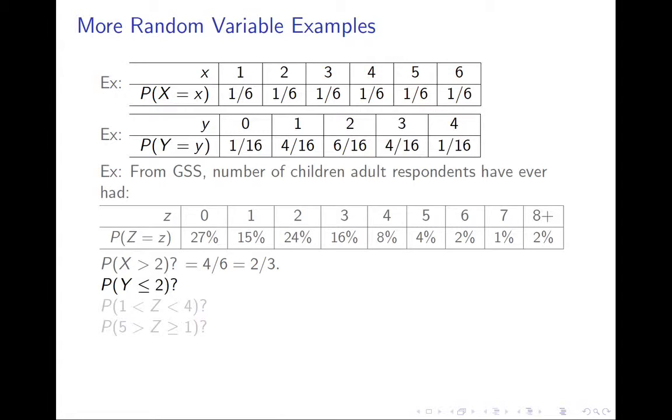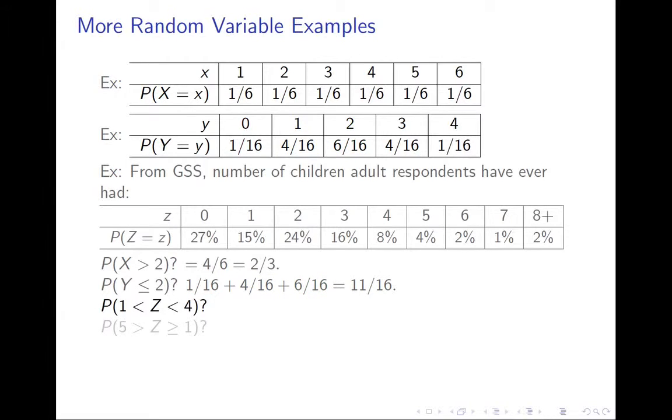Pause the tape as necessary. What's the probability y is less than or equal to 2? That is the probability when you flip 4 coins, you get 2 or fewer heads. Well, there are 3 ways: 0, 1, or 2 heads. The only possibilities, you add up those probabilities, you get 11/16.